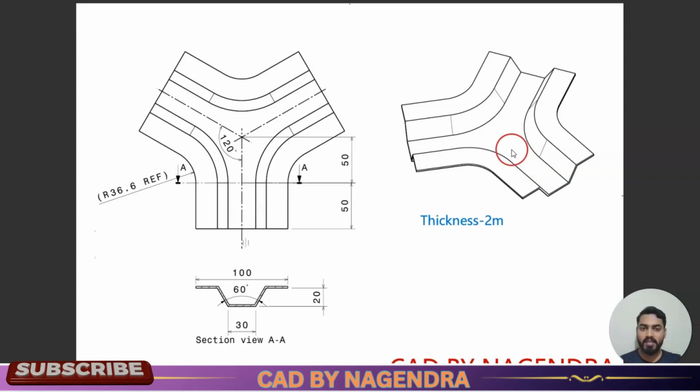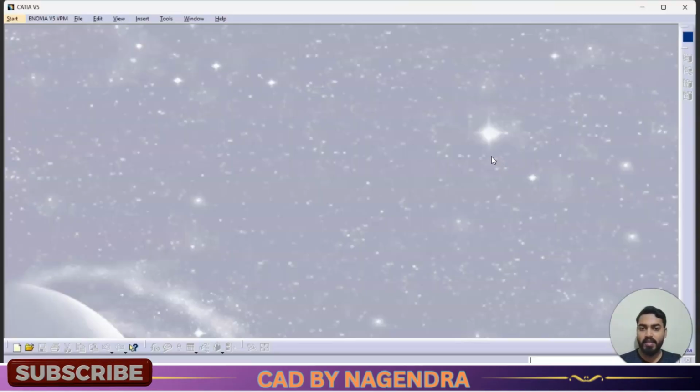By using part design we can't get the center part, right? By using sheet metal also it's the same, we won't get this center part. So whenever we have complex shapes which we are not able to create by using either part design or sheet metal design, in such cases we can try with surface design. So now let me start with this part.